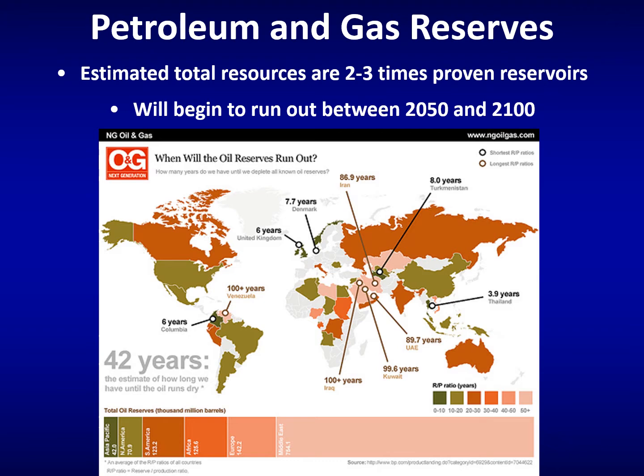Estimated total resources are 2 to 3 times the proven reserves. We think these will begin to run out about 2050 or so. And you can see pictured here when different oil reserves will run out for particular areas of the world.